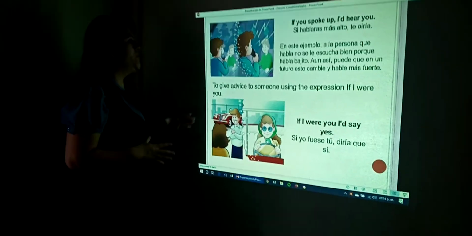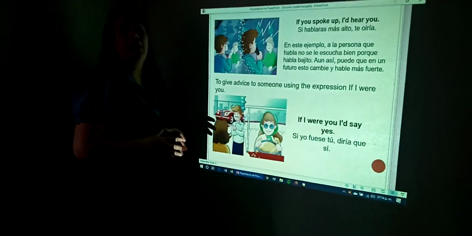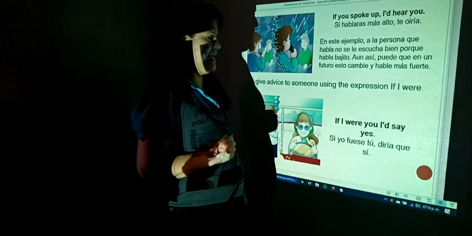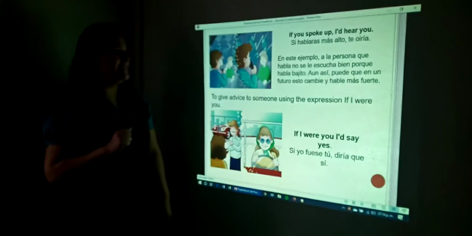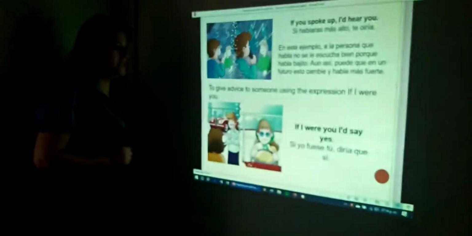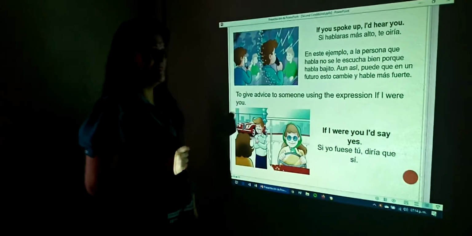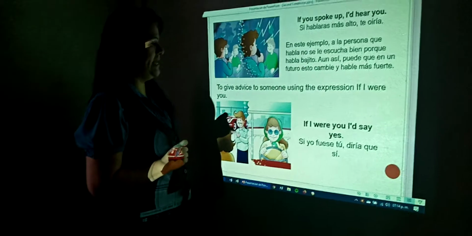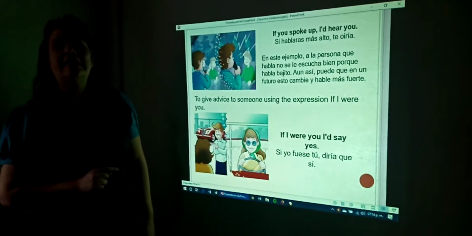Okay? And to give advice to someone using the expression, if I were you. Repeat. To give advice to someone using the expression, if I were you. What is it? If I were you, I would say yes. Repeat. If I were you, I would say yes. Spanish: Si yo fuese tú, diría que sí.